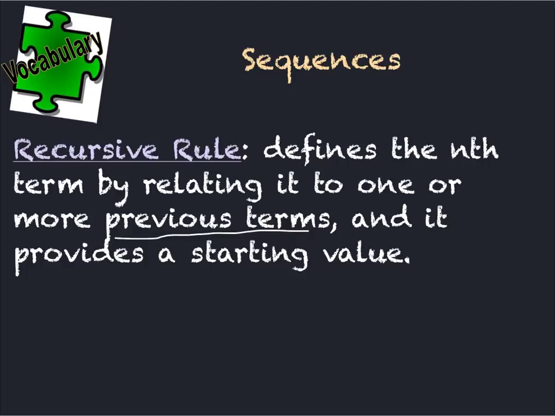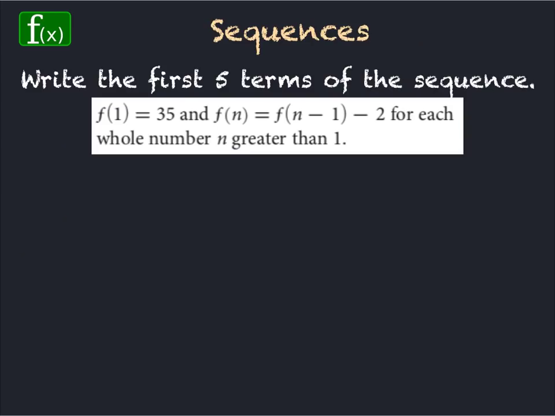Okay, so obviously you would not be able to solve a recursive rule without getting a starting value. So with recursive rules, you're always going to be given a starting value. So let's take a look at what a recursive rule sequence would look like. And at first, this is going to be a little confusing. Recursive rules are always a bit confusing at first to understand. So we'll do a few examples, and you should do a few examples on your own.